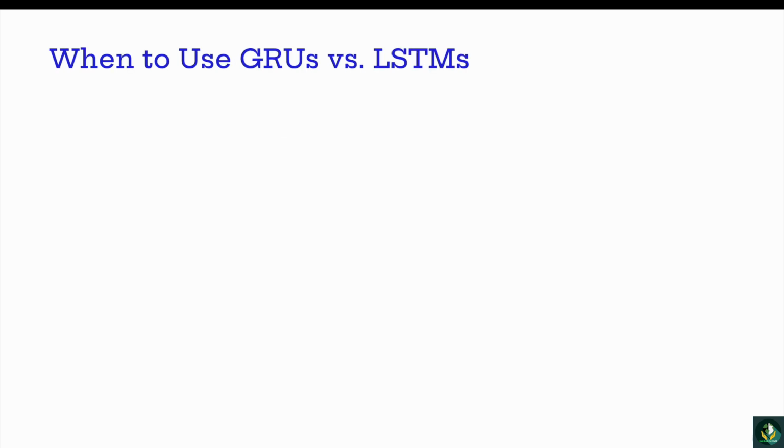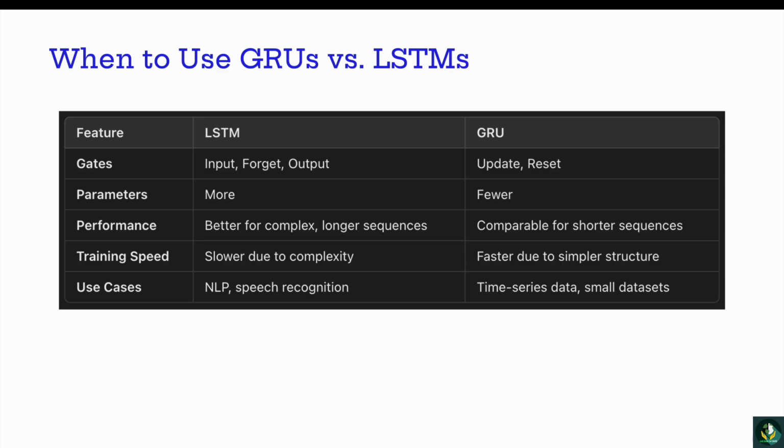Now, when to use GRUs versus LSTMs? Depending on the feature, for example, for gates, LSTM uses input, forget, and output. For GRUs, we have update and reset. As compared to parameters, LSTM has more parameters and GRU has fewer parameters. As per performance, LSTM is better for complex longer sequences, and GRU is comparable for shorter sequences. For training speed, LSTM is slower due to complexity, whereas GRU is faster due to simpler structure. Use cases for LSTM include NLP and speech recognition. For GRU, it's time series data and small data sets.